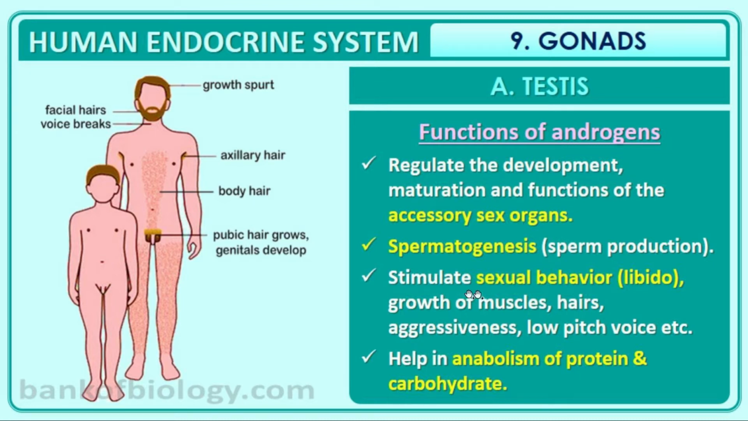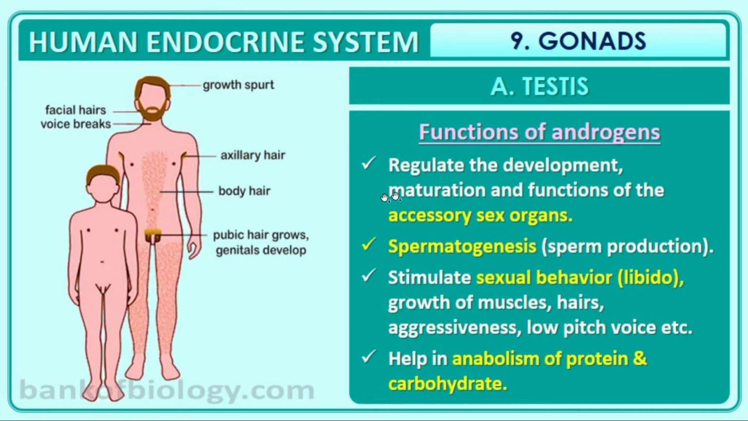Then it stimulates sexual behavior, that means growth of muscles. See, the boys have strong muscles due to the production of androgen. Then hairs on the chest region, on the face and also the pubic region. Then aggressiveness, low pitch voice. All these are due to the production of androgen. It is a sex hormone. Then it also helps anabolism of protein and carbohydrate. All these are functions of androgens.